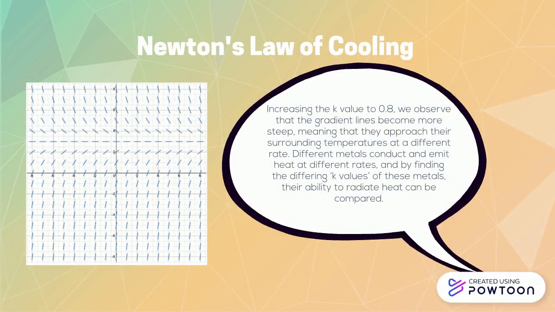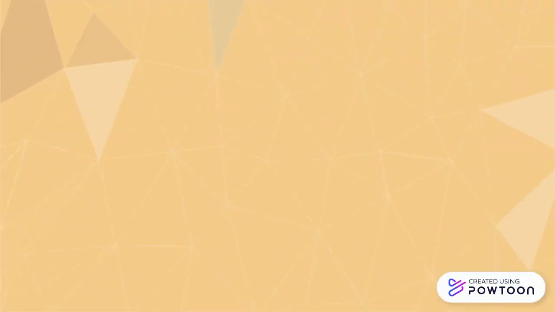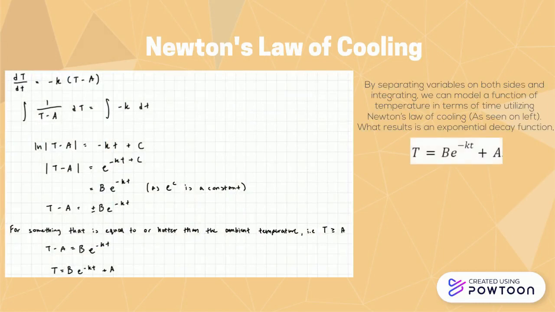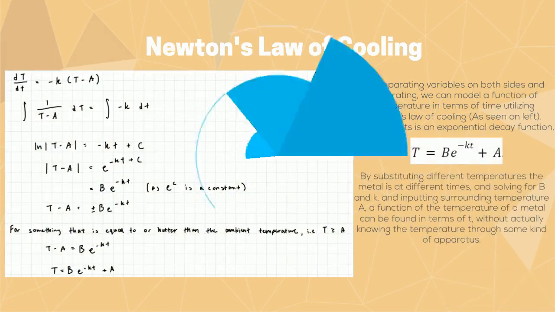Different metals conduct and emit heat at different rates, and by finding the different K values of these metals, their ability to radiate heat can be compared. Furthermore, by separating variables on both sides and integrating them, we can model a function of temperature in terms of time utilizing Newton's law of cooling in the form of an exponential decay function.